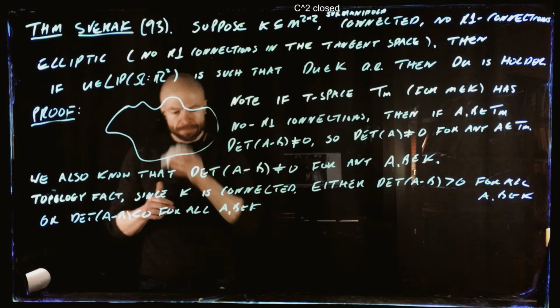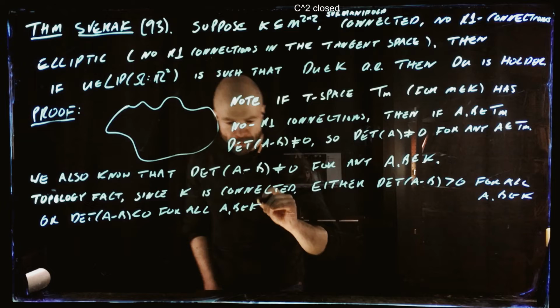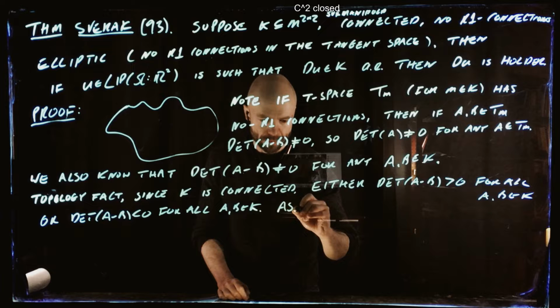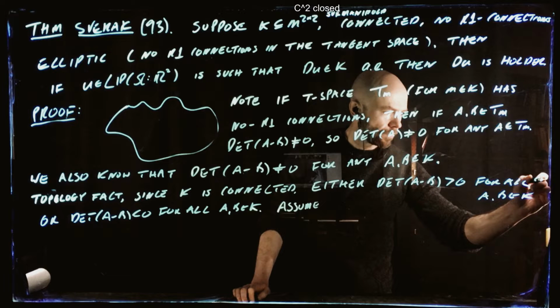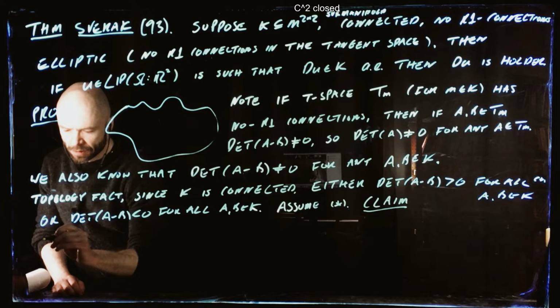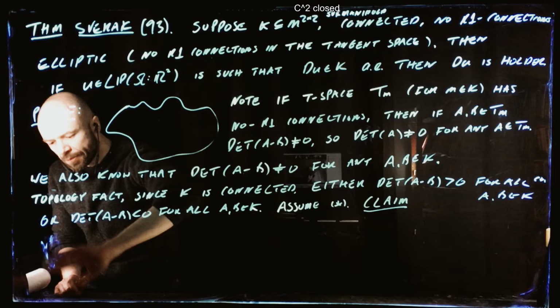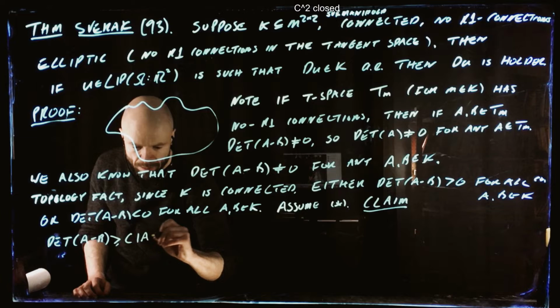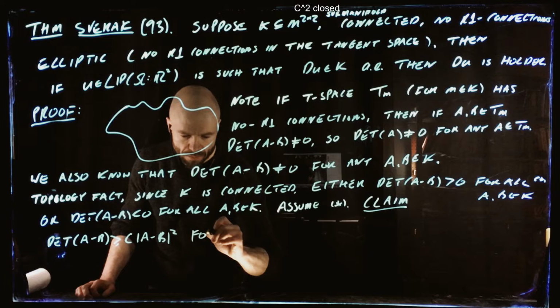But that gives us the potential to do something a little bit stronger. So let's assume that we have one or the other of these. So let's just assume we have this guy. So assume the former. Let's call that star. Claim: that this actually means that we have the determinant of the difference is bounded below by a constant times |A minus B| squared, for all A, B belonging to K.